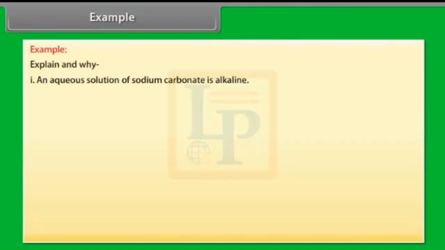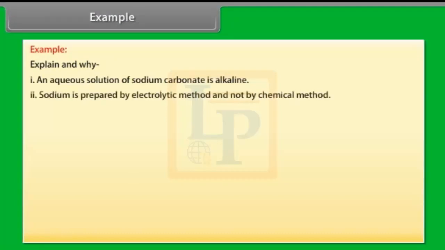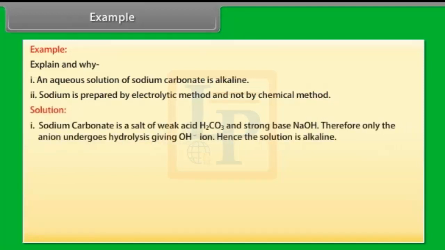Let's take an example. Why is an aqueous solution of sodium carbonate alkaline, and why is sodium prepared by the electrolytic method and not by a chemical method? Let's see the solution. Sodium carbonate is a salt of the weak acid H2CO3 and the strong base NaOH. Therefore, only the anion undergoes hydrolysis, giving OH minus ions. Hence, the solution is alkaline.